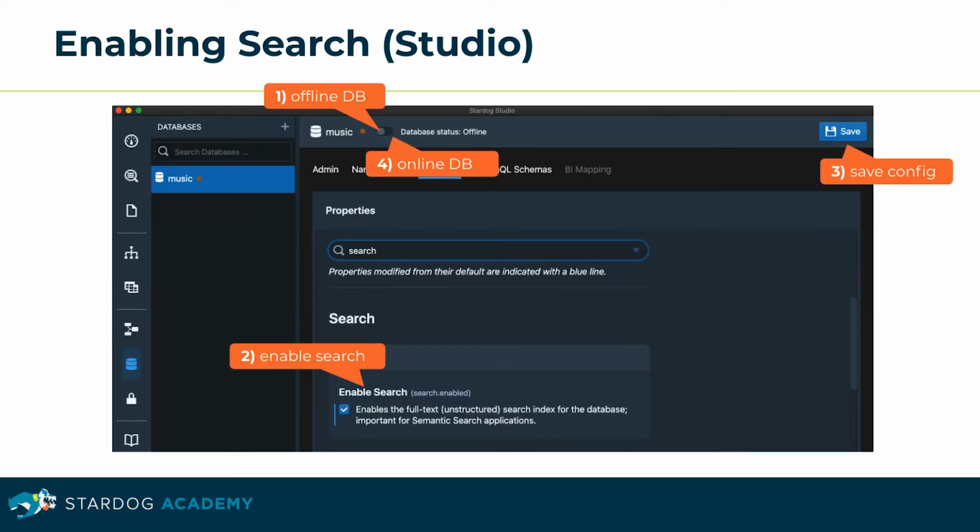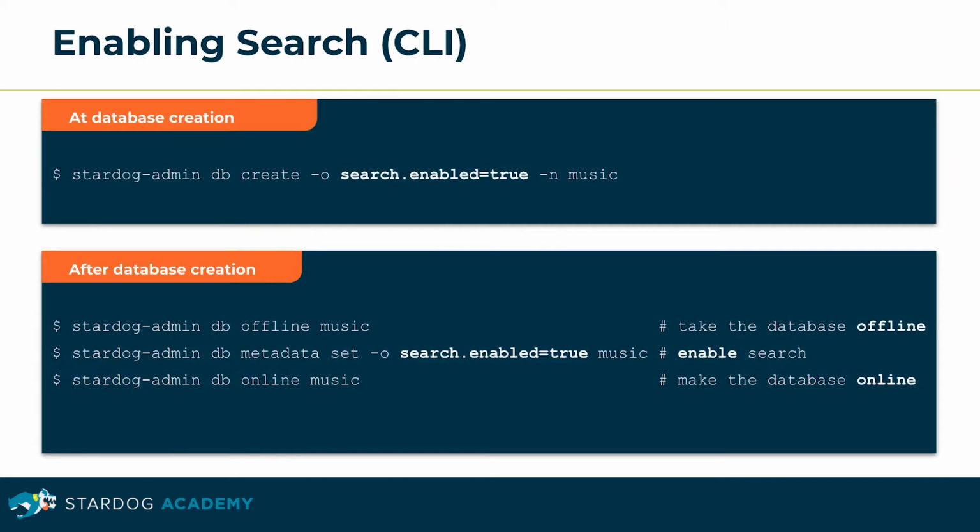The full text search is disabled by default. You have to enable it by setting the database configuration property search.enabled to true, either at database creation or at any time afterwards. The database has to be offline in order to change this property. Looking at an example in Stardog Studio, please offline the database first, enable the full text search, save the updated configuration, and set the database online again. These are the corresponding commands to enable full text search via Stardog's command line interface.